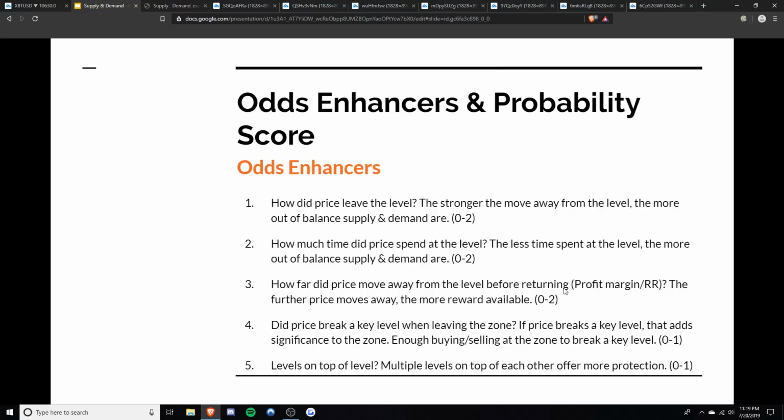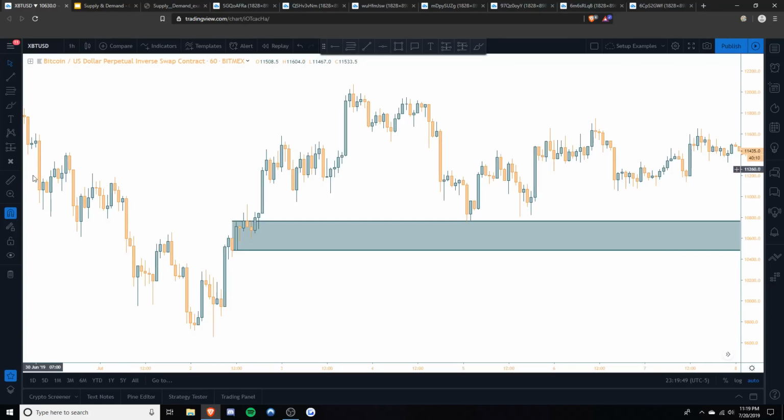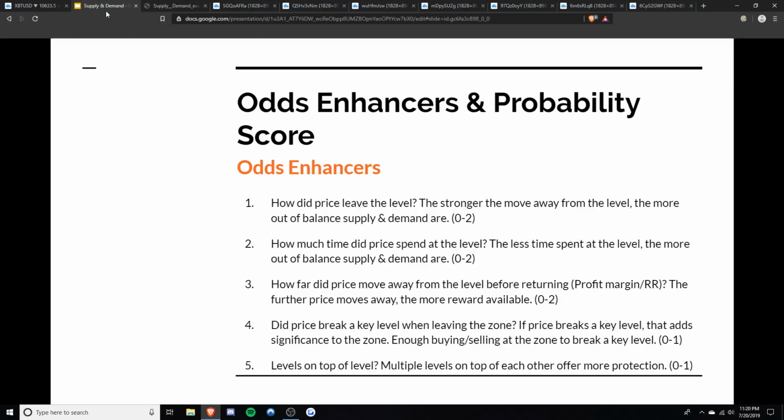How far did price move away from the level before returning? Let's see. From the top of the zone, I would say this is the high, because this was just one down candle, and then this just kind of consolidation, didn't really go down too much, and then higher. So almost 8% move. So I would give that another 1. So 2, 3, 4, sitting at 4.